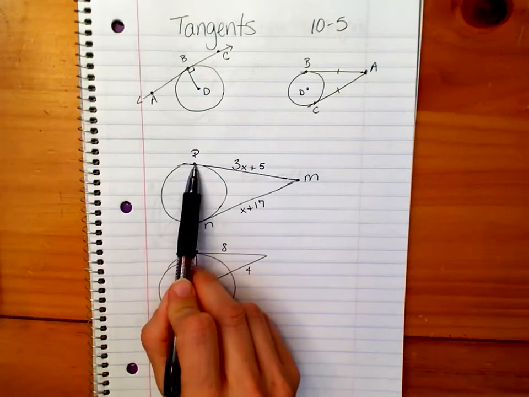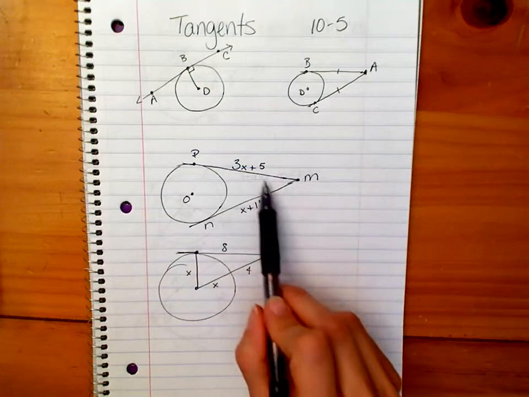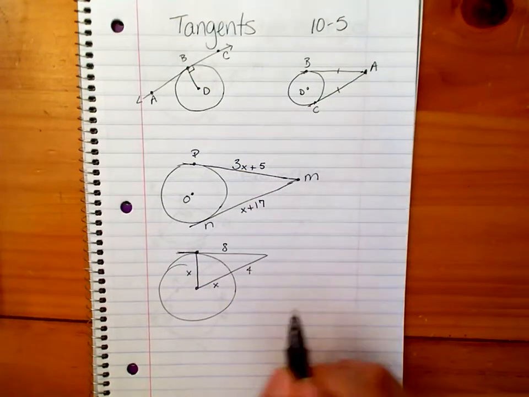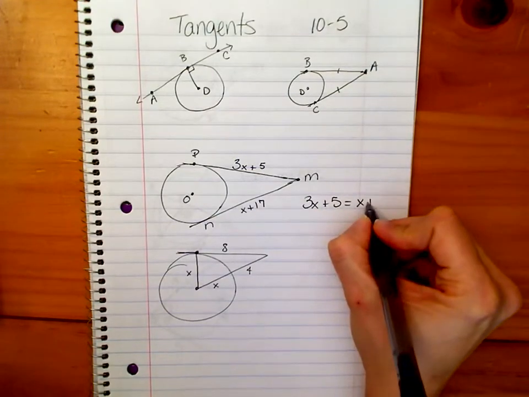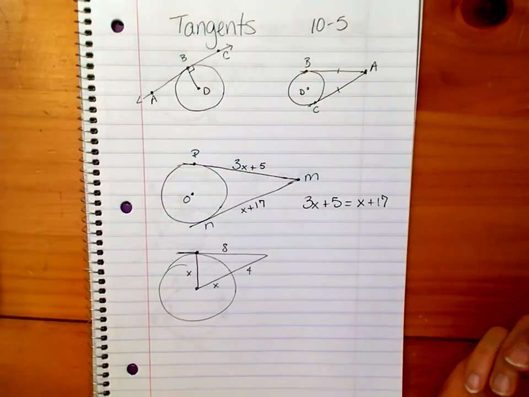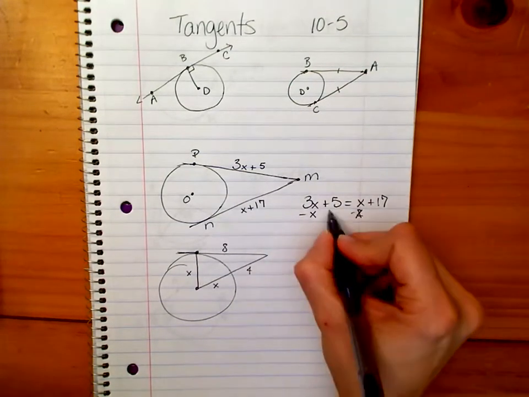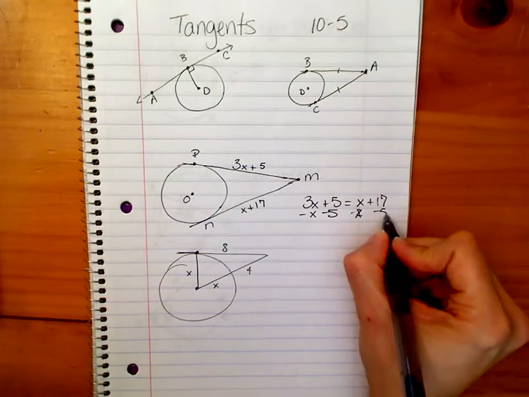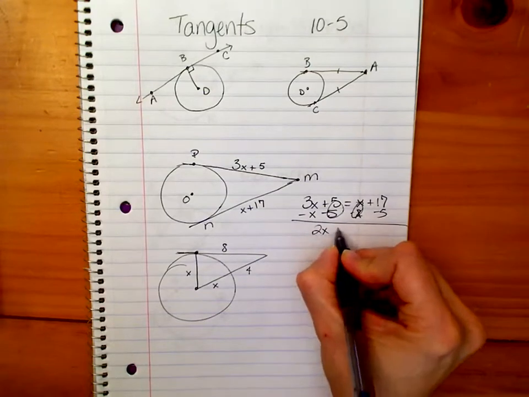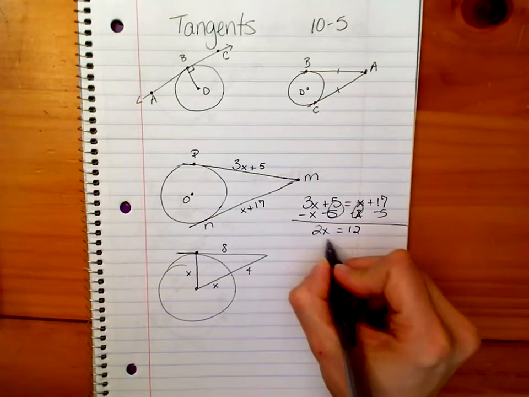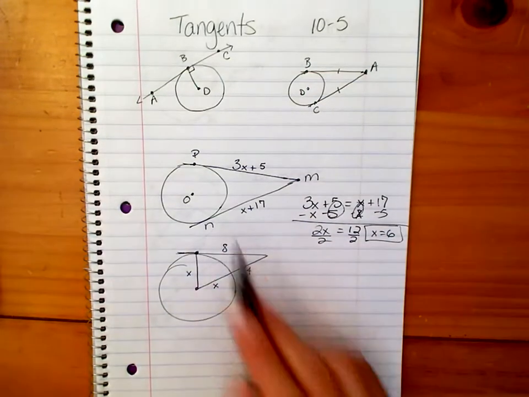Notice I have a tangent and a point of tangency, and another tangent and another point of tangency. That makes these two segments equal. So in order to find out what x is, I am going to set those two equal to each other because my theorem tells me that they're equal. So I minus x from both sides, and I minus 5 from both sides. That's 0, that's 0. So 3x minus x is 2x. 17 minus 5 is 12. If I divide both sides by 2, I get x equals 6. So in this one, x equals 6.